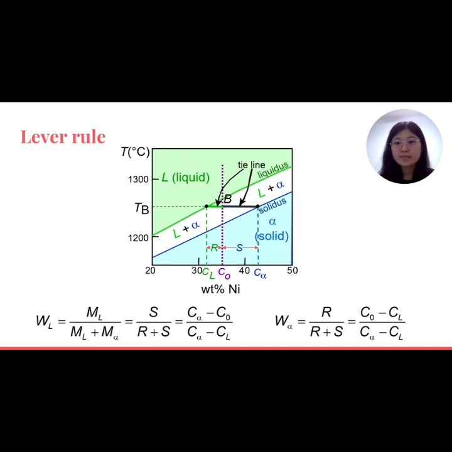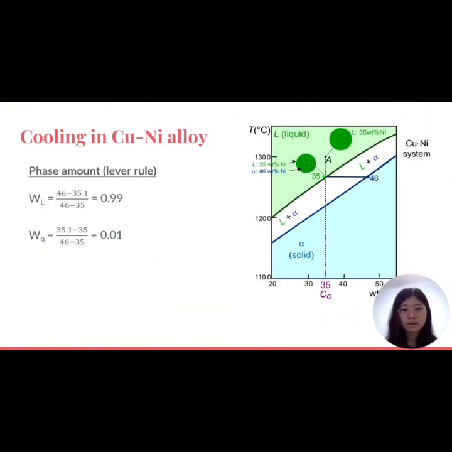In this case, we will have to use R to represent liquid and S to represent the solid. So in order to find the phase amount of liquid, we can use S over R plus S, and similarly, we can use R over R plus S to find the phase amount for alpha. So using the lever rule method, it will result in 0.99 for phase amount of liquid and 0.01 for phase amount of solid.